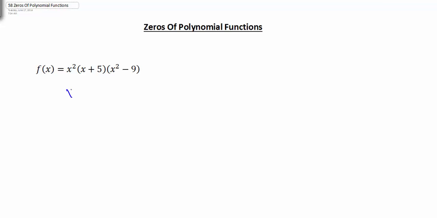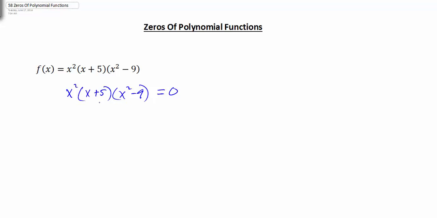So we have x squared multiplied by x plus 5 times x squared minus 9, and we're going to set the function equal to 0. So we want to know what x value is going to make this entire function go to 0. In other words, our y value is 0. What x value is going to make the y value 0?